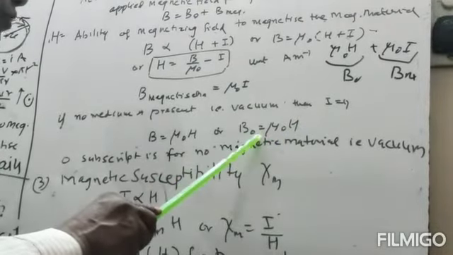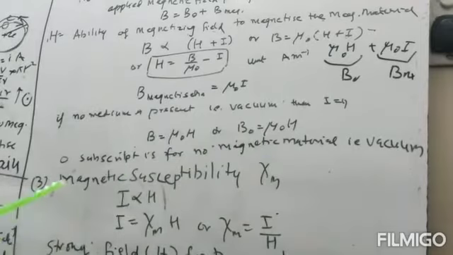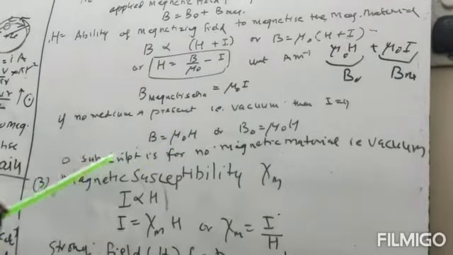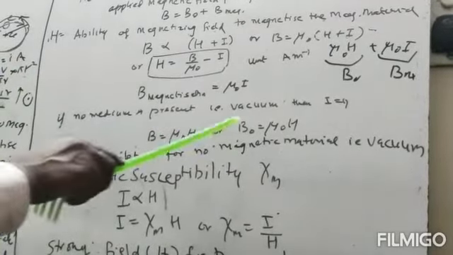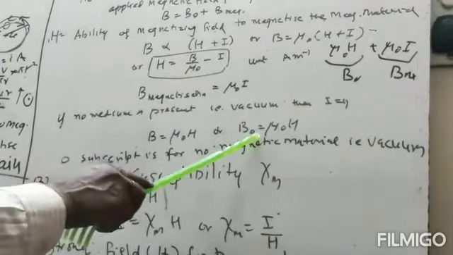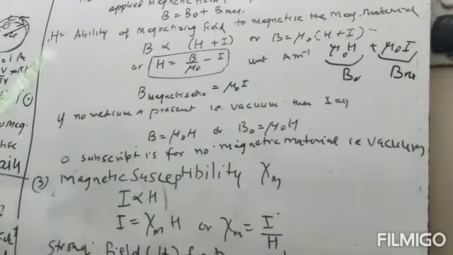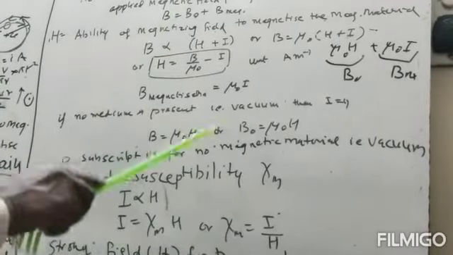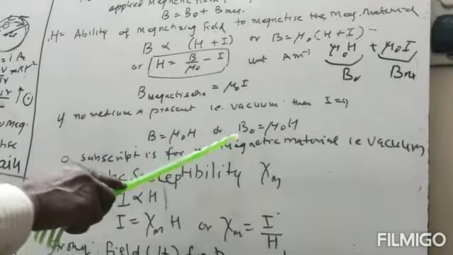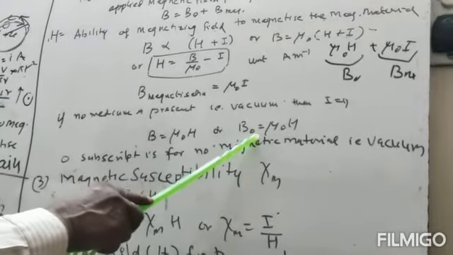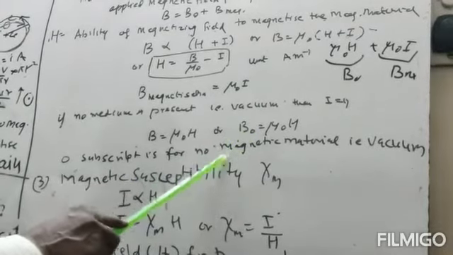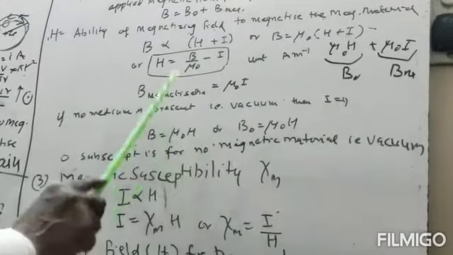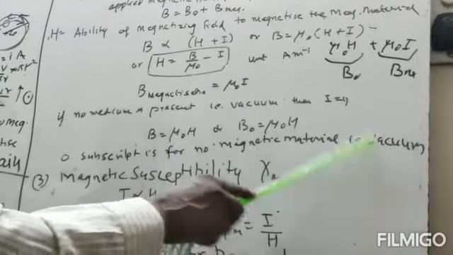Now this 0 suffix, why is it given? It is given to indicate that when there is no medium, or there is a vacuum, then the magnetic field will be equal to B0. It indicates that there is no magnetic material, or there is a vacuum or air.